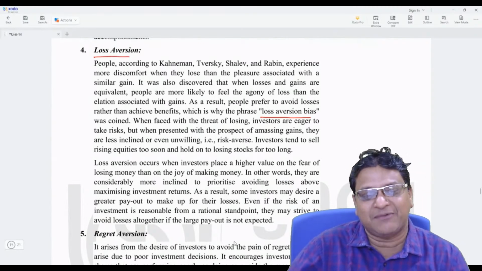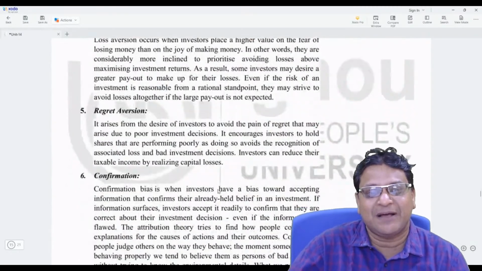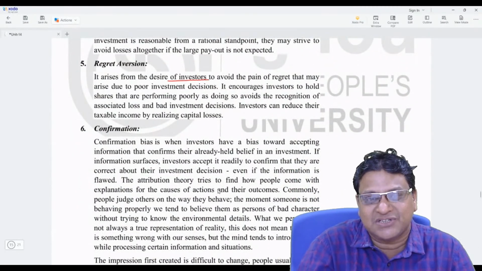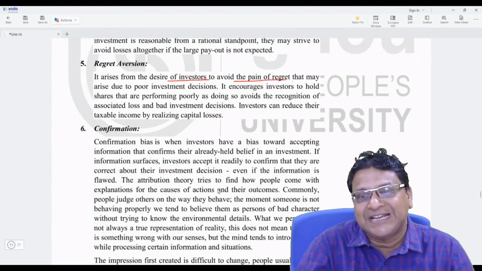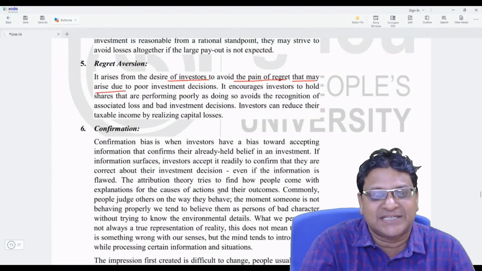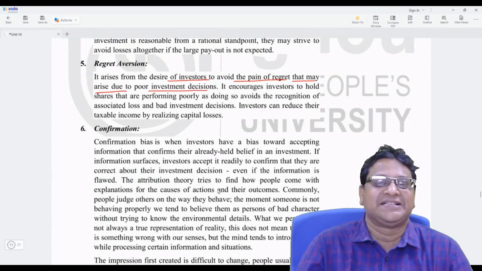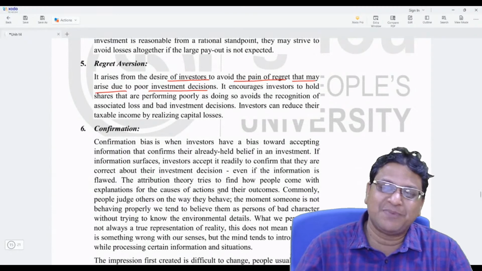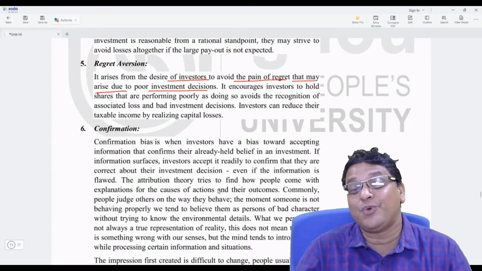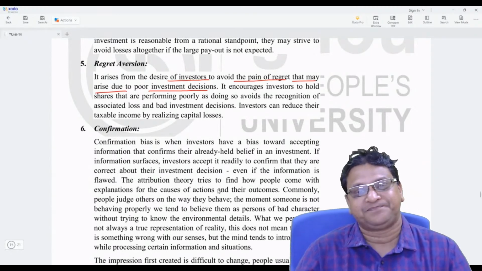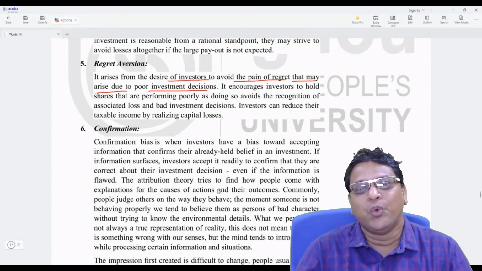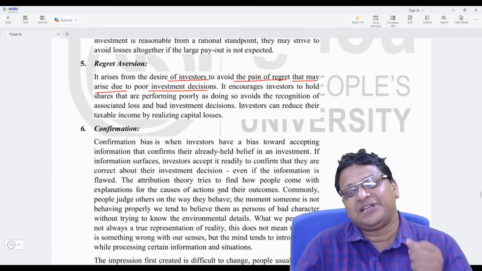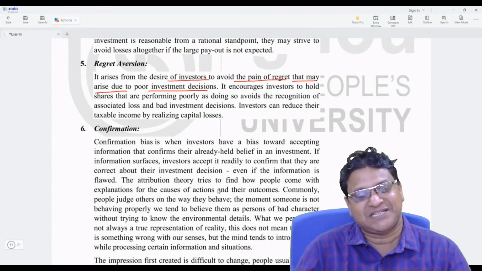Next, regret aversion bias. What is regret aversion bias? It arises from the desire of the investor to avoid the pain of regret they may feel due to poor investment decisions. People have already made poor investment decisions, but they do not want to regret that. They want to hold on to their particular stock. They do not agree that they have made a mistake.